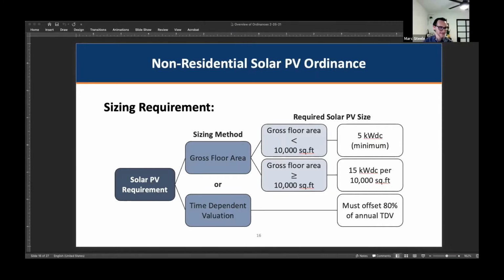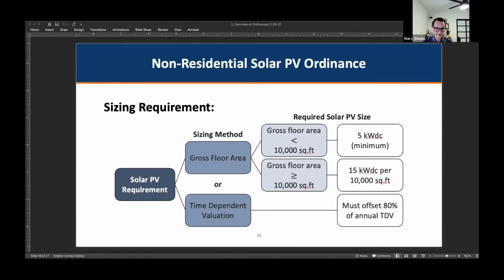And the required size of the solar PV system for qualifying projects can be determined using one of two methods, either with gross floor area or using time-dependent valuation, as you can see here on the screen. So under the first approach, the PV system must be sized at least 5 kilowatts for a gross floor area under 10,000 square feet. For all other buildings, so those that are greater than 10,000 square feet, the required PV size must be 15 kilowatts per 10,000 square feet.